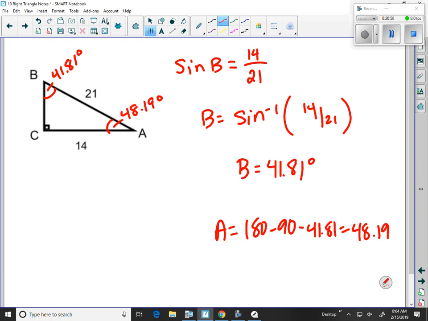Do you want to do trig or Pythagorean theorem to get our last side? What do you want to do? You're like, it's Friday, we don't care. Okay, let's go ahead and we'll just do trig.